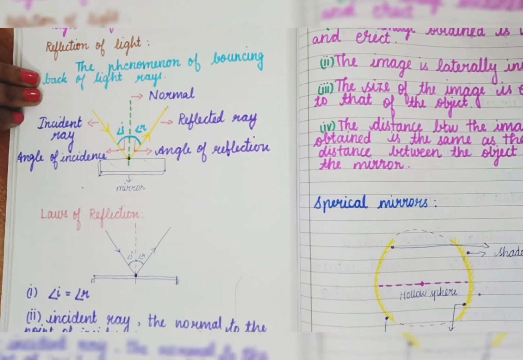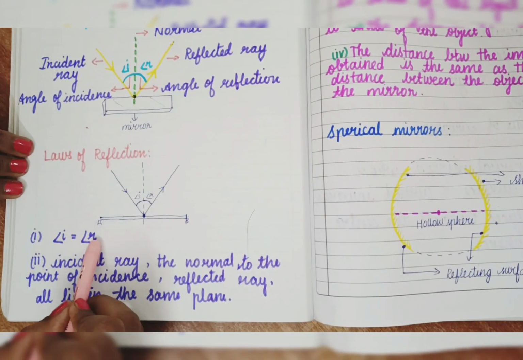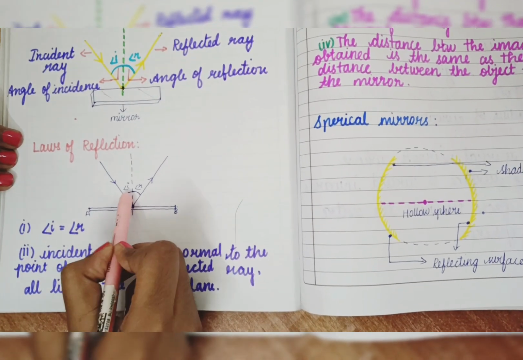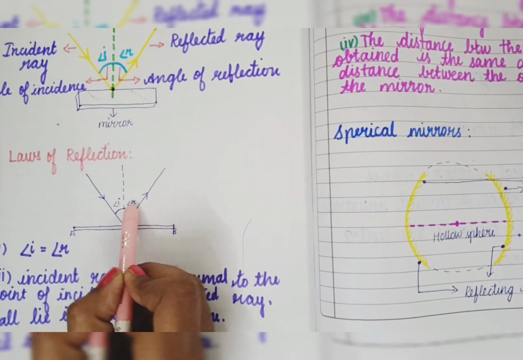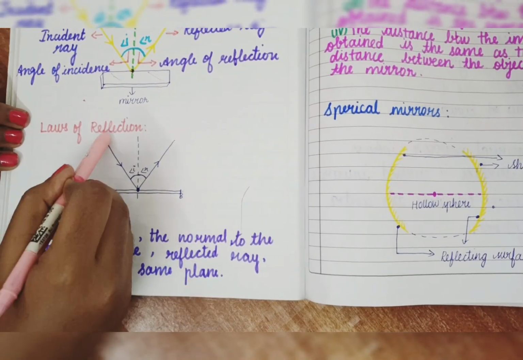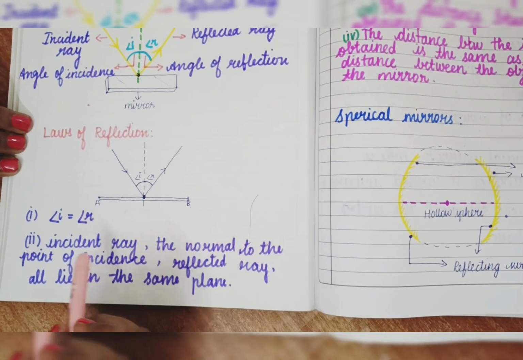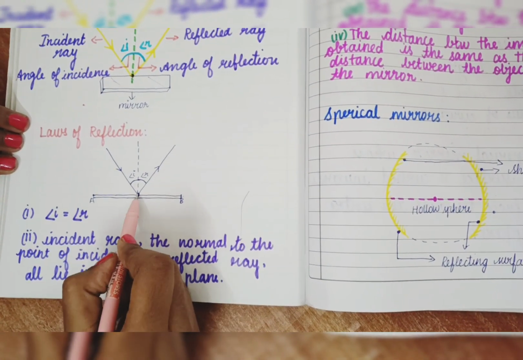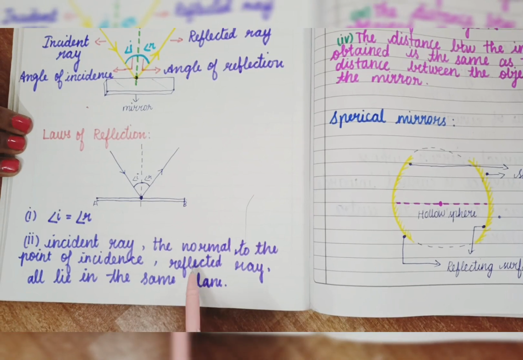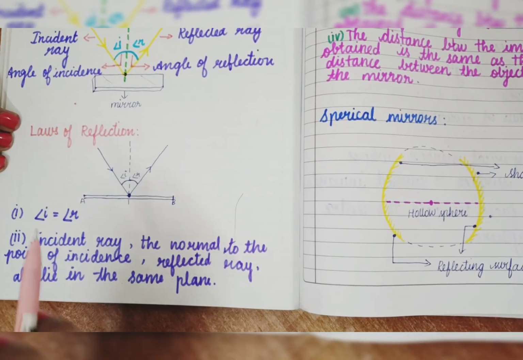Come, let's study the law of reflection. As I said, the angle of incidence is equal to the angle of reflection. This is the angle of incidence and this is the angle of reflection. These two angles are equal. The incident ray, which is this ray, the normal, which is this line, at the point of incidence, which is this point, and the reflected ray, which is this ray, all lie on the same plane.